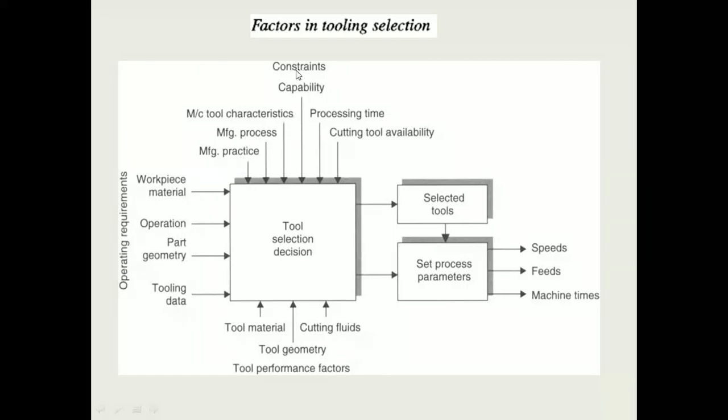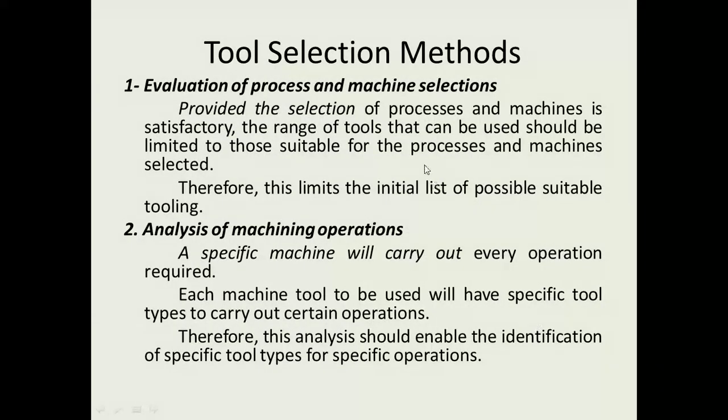And these are constraints: cutting tool availability, processing time, capability, machine tool characteristics, manufacturing process, and manufacturing practice. Based on these factors, we select the tools and set the process parameters, and we can find the feed, speed, and machine times. So this is the layout diagram for factors in tooling selection. Then tool selection methods. We have five methods while selecting the tool.